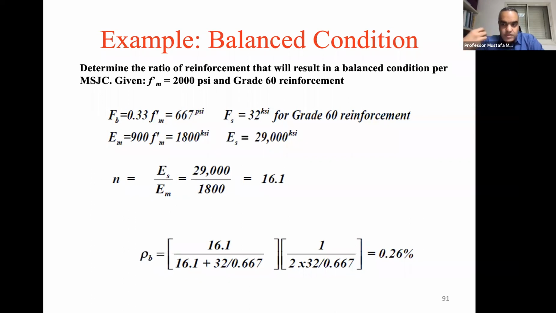So what's the balanced condition first? Just to refresh your memory, maybe from reinforced concrete, the balanced condition is the condition where the stresses in the masonry and in the steel, the maximum allowable stresses, are reached at the same time. That's the balanced condition. So using that in the strain diagram, we can determine the reinforcement ratio that will give us the allowable stresses in the masonry and in the steel at the same time. Okay.